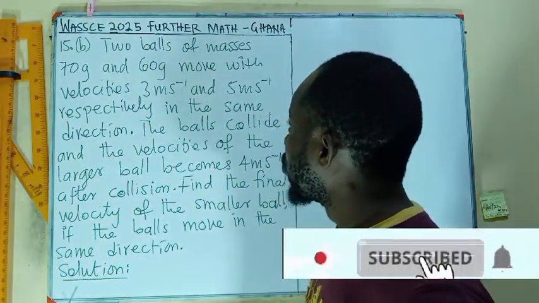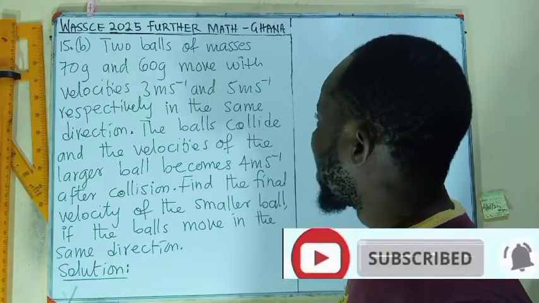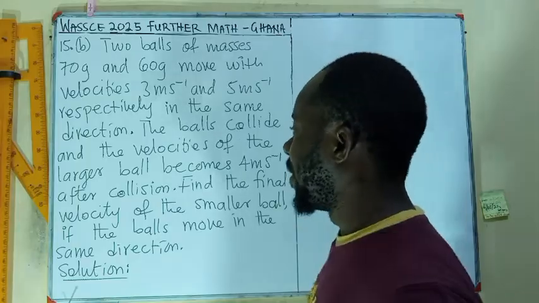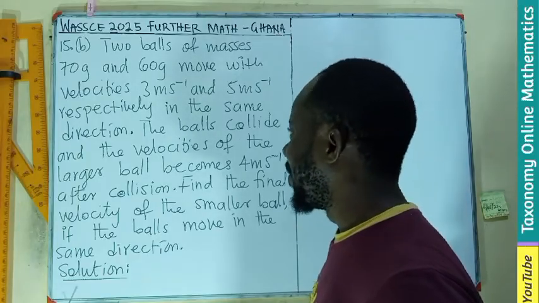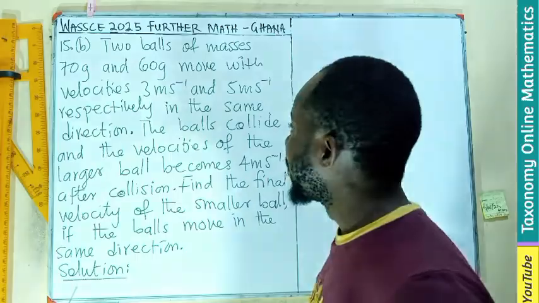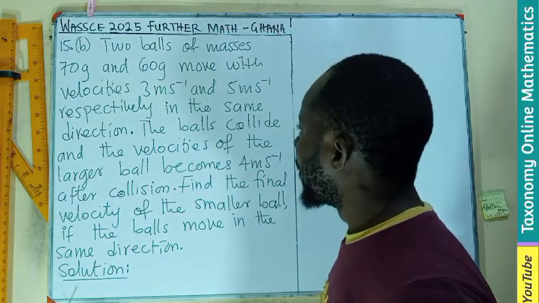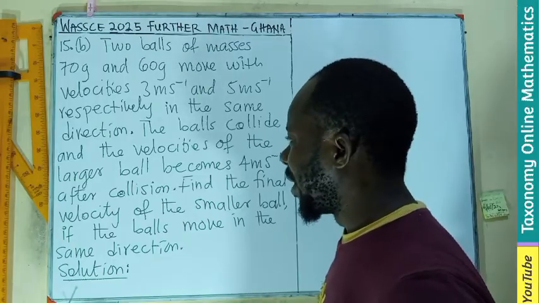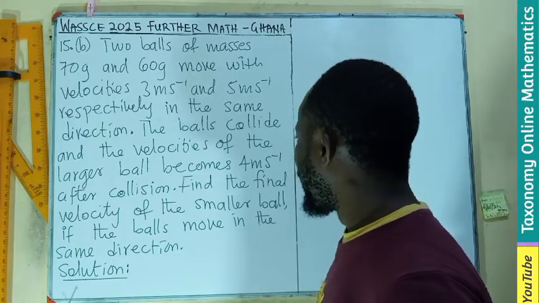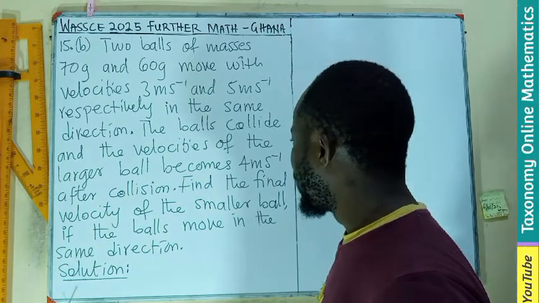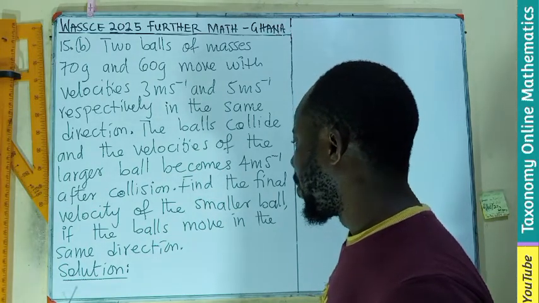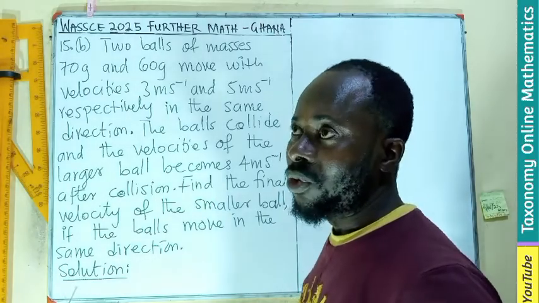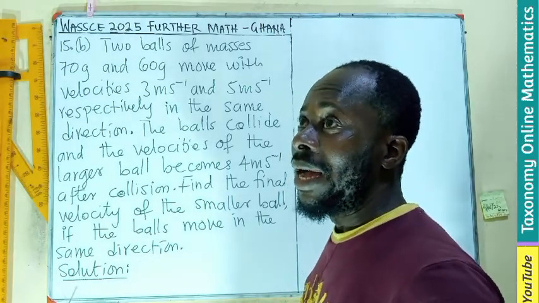Hello, welcome. Can we look at question 15B, the final one in Section B, WASSCE 2025, Further Mathematics for Ghanaian students. Two balls of masses 70 kg and 60 kg move with velocities 3 meters per second and 5 meters per second, respectively, in the same direction. The balls collide and the velocity of the larger ball becomes 4 meters per second after collision. We have to find the final velocity of the smaller ball if the balls move in the same direction. So this is basically momentum.